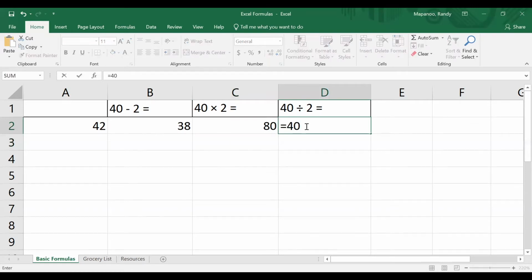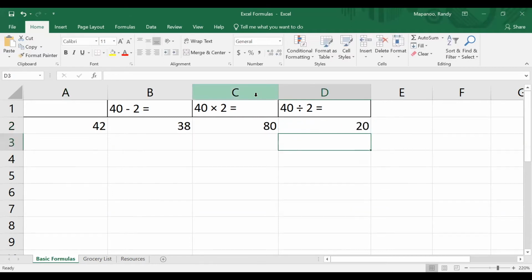And just like the multiplication sign, there is no division sign on the keyboard. So I need to substitute that with the forward slash. And the forward slash is by your right shift key. And again, if you have a number pad or a keypad off to the right, it would be on there as well. But I have 40 divided by 2, and I'll hit enter, and my answer there is 20.